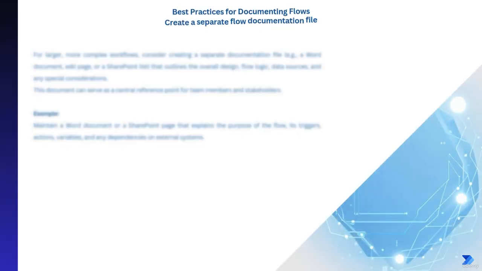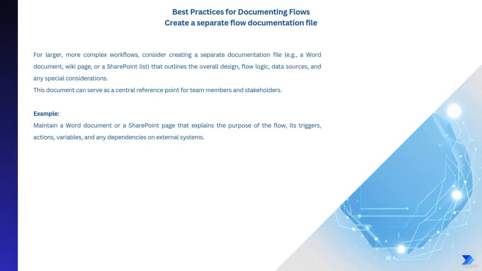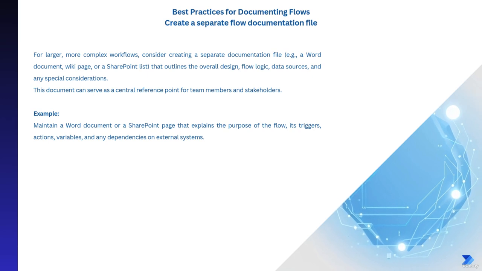Create a separate flow documentation file. For larger, more complex workflows, consider creating a separate documentation file, e.g., a Word document, wiki page, or a SharePoint list, that outlines the overall design, flow logic, data sources, and any special considerations. This document can serve as a central reference point for team members and stakeholders.